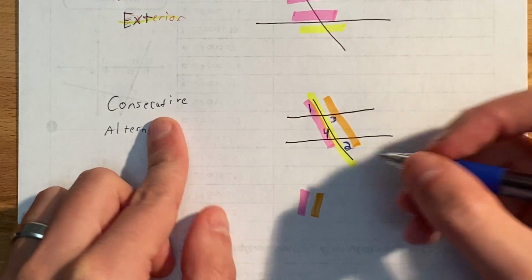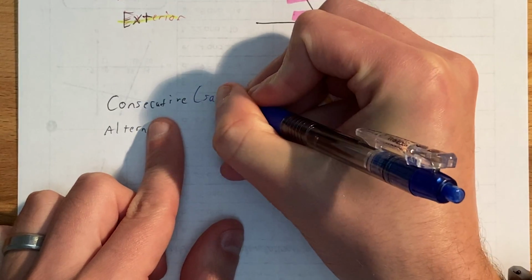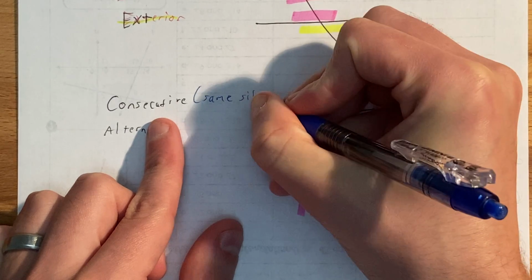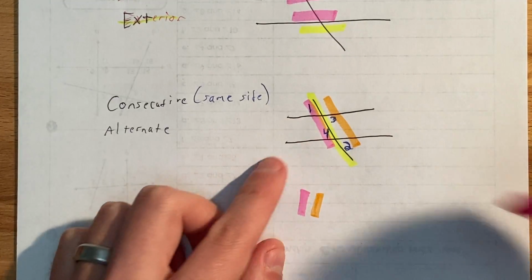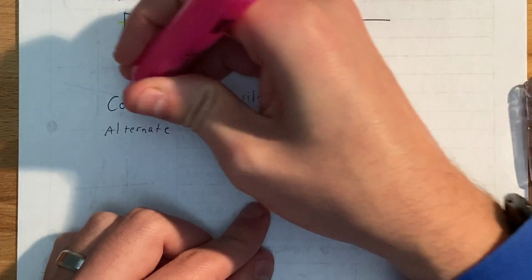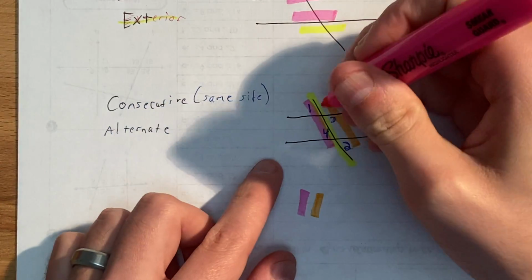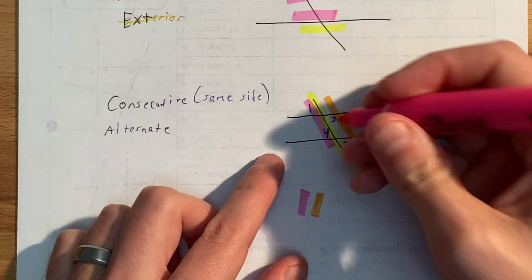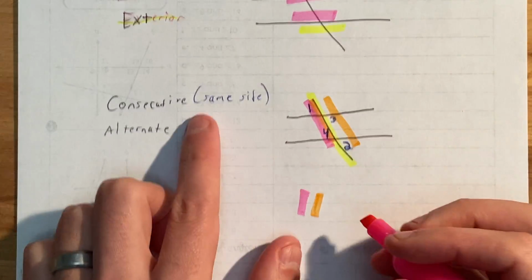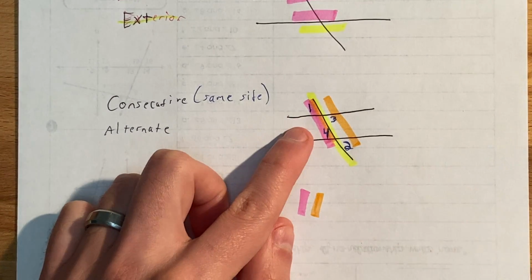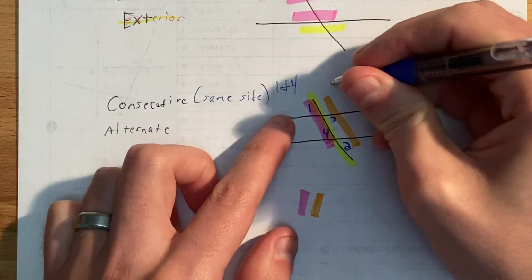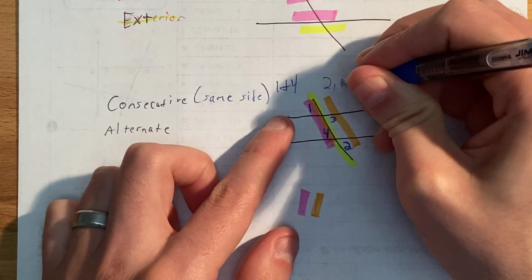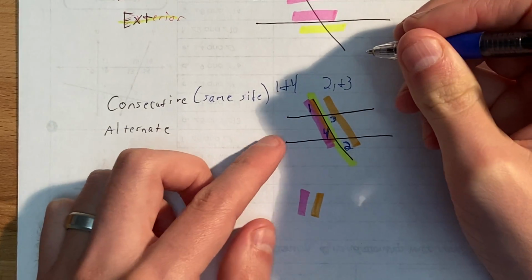Consecutive just means they're the same side. In fact, when I was growing up, they literally just called them the same side interior or same side exterior. So here, the consecutive would be just the pink or just the orange. So 1 and 4 would be consecutive, or 2 and 3 could be consecutive.